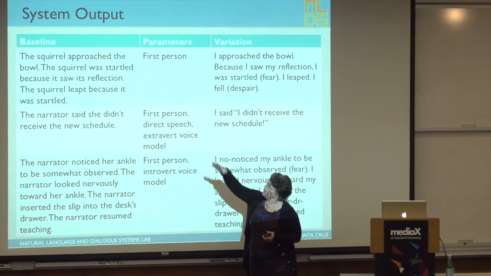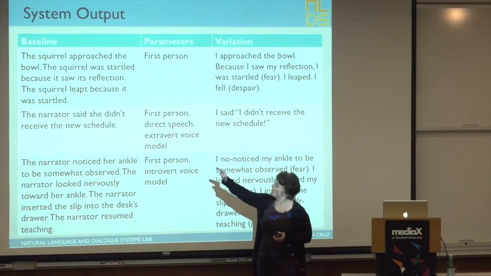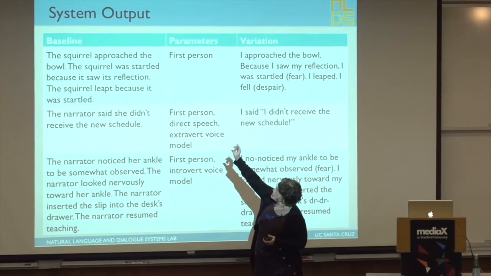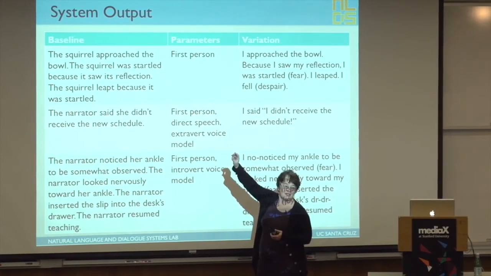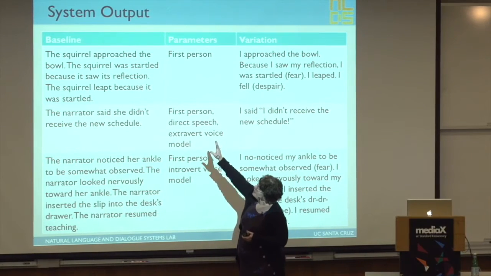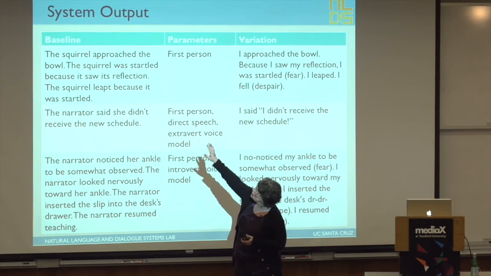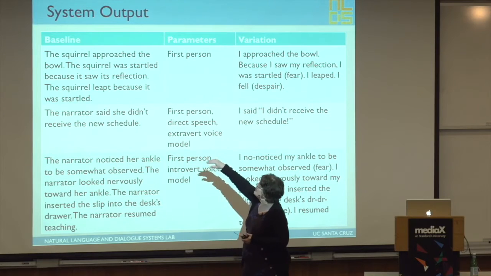The baseline, what gets rendered just directly from the underlying annotation, is that each point in the timeline gets rendered as a sentence using the verb that was used in the annotation. So we get: the squirrel approached the bull, the squirrel was startled because it saw its own reflection, and the squirrel leapt because the squirrel was startled, right? So that's the kind of baseline.